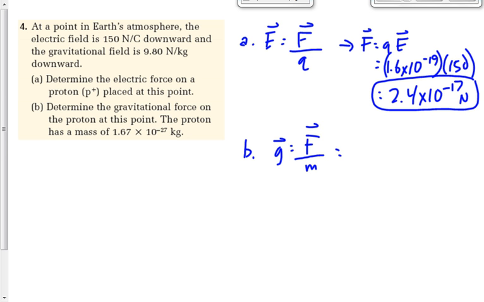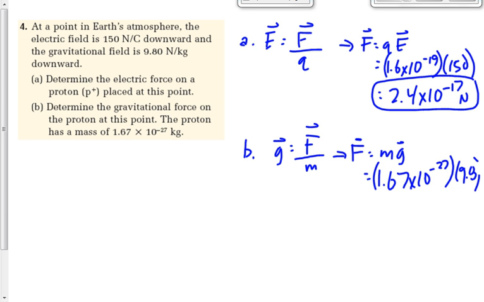Now, the gravitational force on the proton is going to be found by multiplying the mass times the gravitational field. So it's 1.67 times 10 to the minus 27 kilograms times 9.80. Watch that it's 9.80 here instead of 9.81. And multiplying these two together, we're going to get somewhere in the range of 1.6 times 10 to the minus 26. Not exactly, but that makes sense.